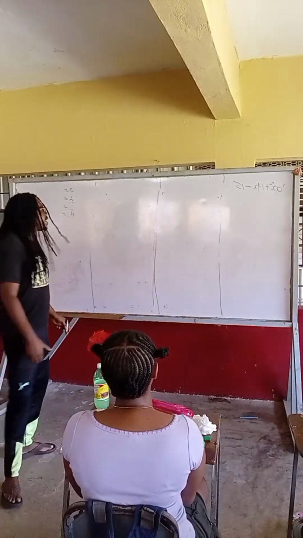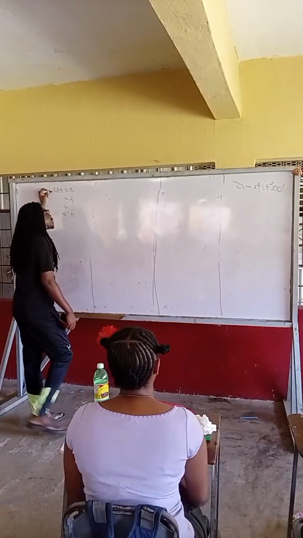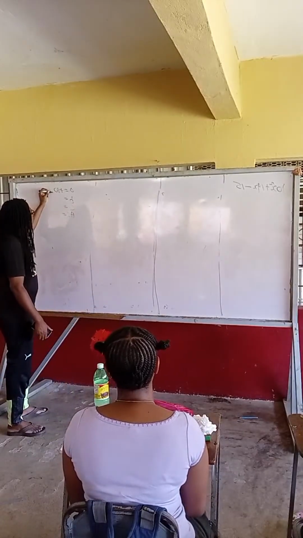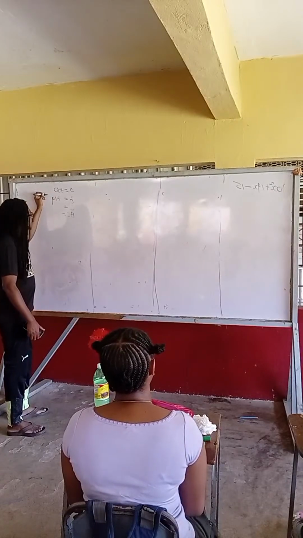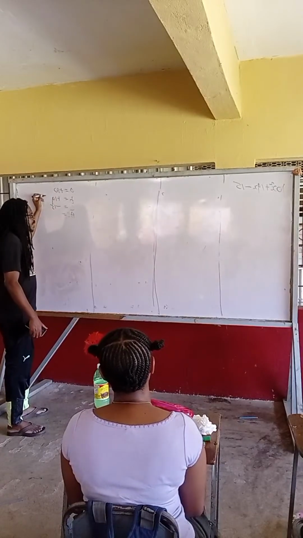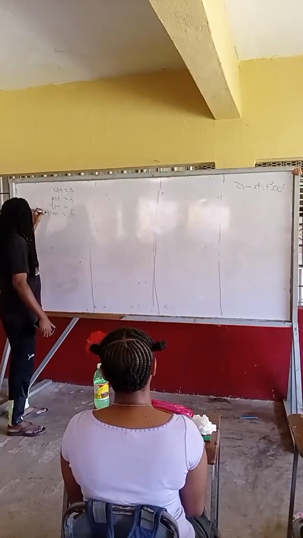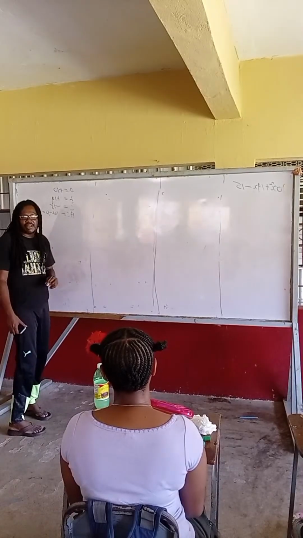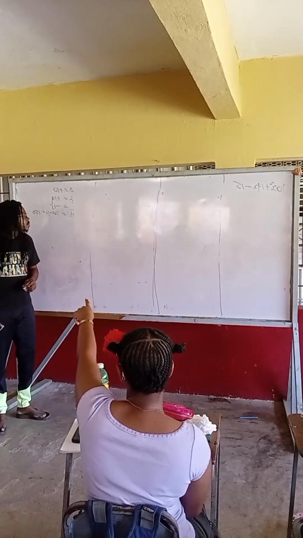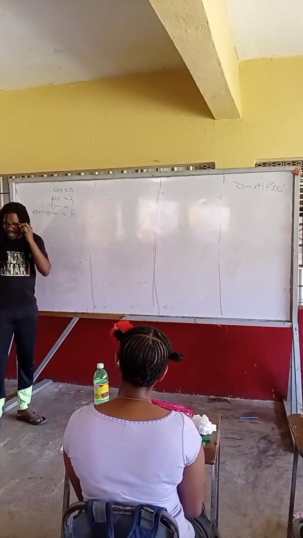What's A? Talk to me. What's A? What type? What's B? What type? What's C? What's AC? 10 times minus 50, minus 150. Everybody say that? Minus. Everybody see how we get negative 150?